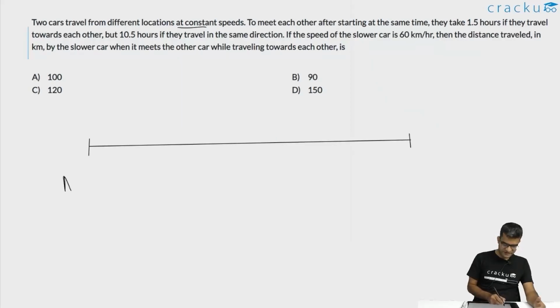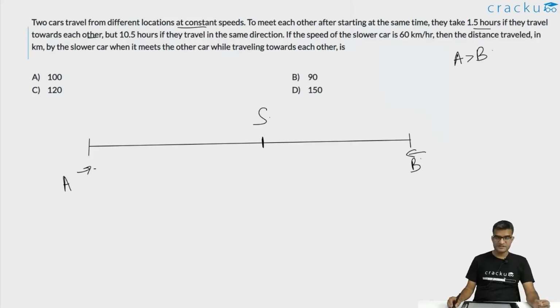Let the speed of the first car be A and the speed of the second car be B. Let the distance between them be equal to S. If they are moving towards each other, they take 1.5 hours to meet. So they'll meet over here. Let us assume that A is greater than B.